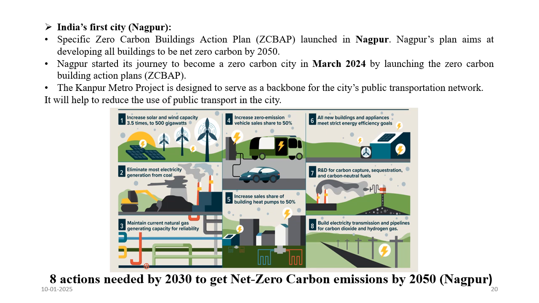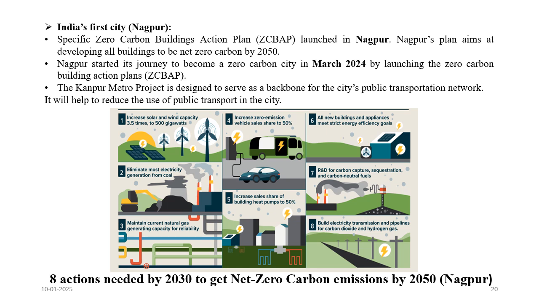These are the 8 actions needed by 2030 to get net zero carbon emission by 2050 in Nagpur. First one is increase the solar and wind capacity 3.5 times to 500 gigawatts. Second one is eliminate most electricity generation from coal. Third one is maintain current natural gas generating capacity for reliability.